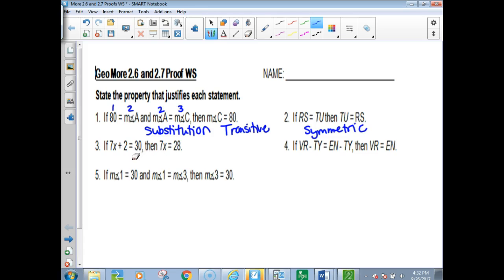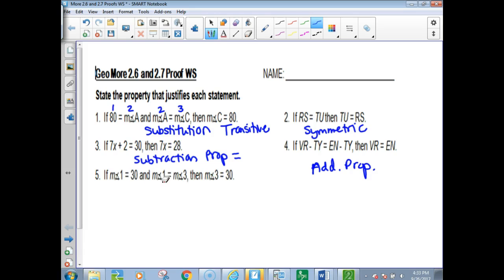Okay, the next one, you would subtract 2 from both sides, so you write the subtraction property of equality. In this one, we would need to add TY to both sides of this equation to get to this. I know it's weird with letters as opposed to just numbers like you're used to from algebra, but using the properties of algebra, we're still doing that with these distances. So it's the addition property. You're adding TY to both sides, and we can write add prop. It is the addition property of equality.